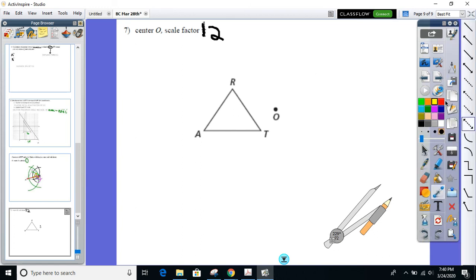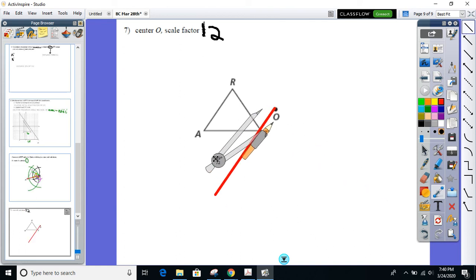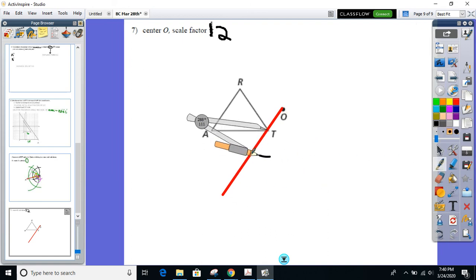Pretty easy. Let's say I was going to take T and dilate it by a scale factor of 2. I would draw through it now because I'm getting further away, and all I'm going to do is measure the distance from O to T and copy that distance on the other side. So there's where T prime would be now.